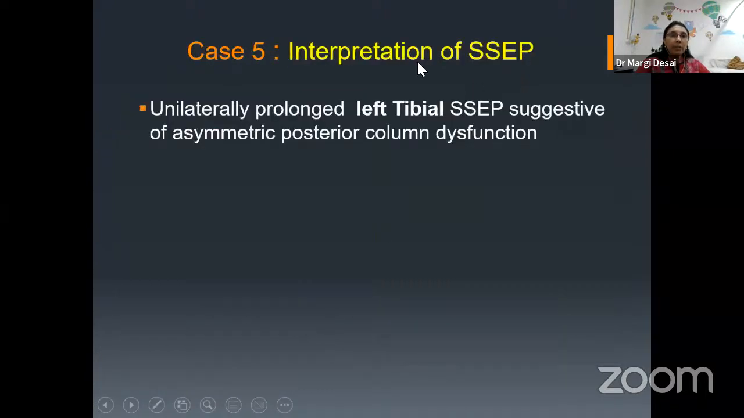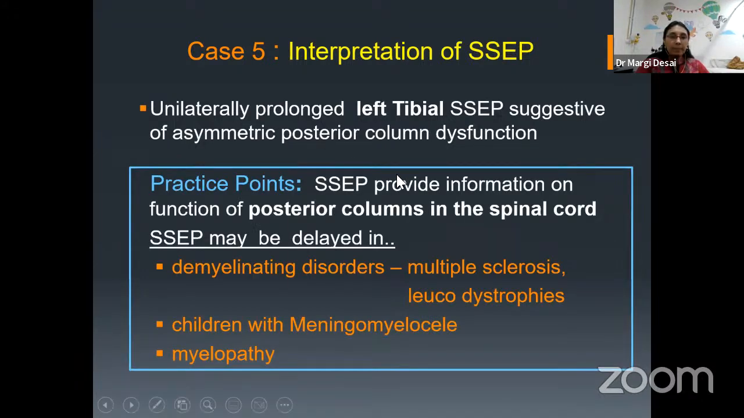So what is the interpretation? The child has unilaterally prolonged left tibial SSEP, suggestive of asymmetric posterior column dysfunction. Now, what do we mean by posterior column? Posterior column are the dorsal tracts in the spinal cord, the tracts of Gall and Burdach. So SSEPs provide information on function of the posterior column of the spinal cord.